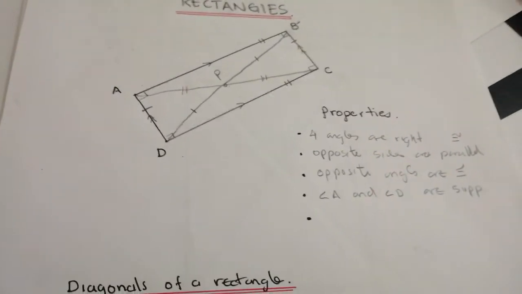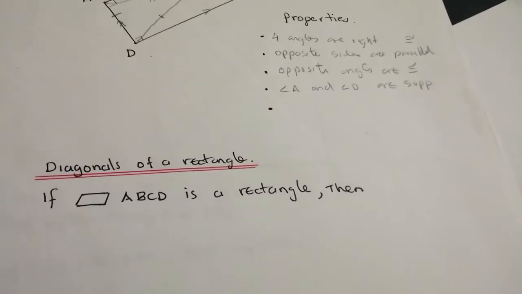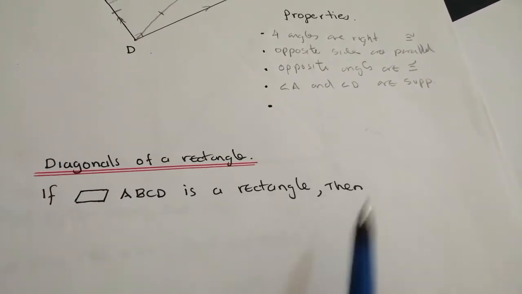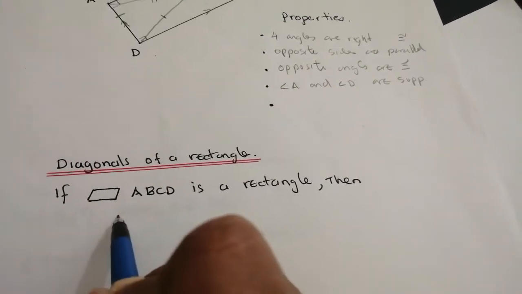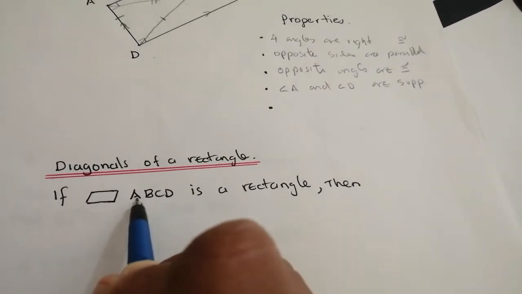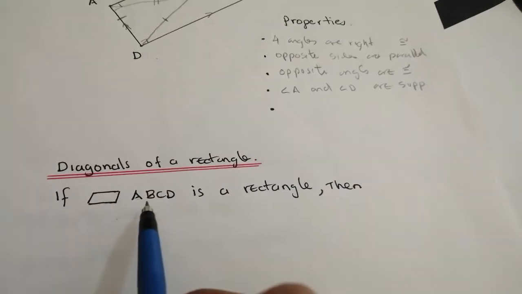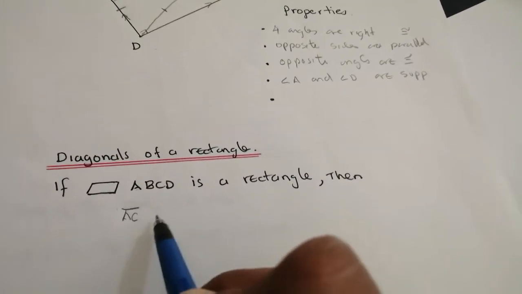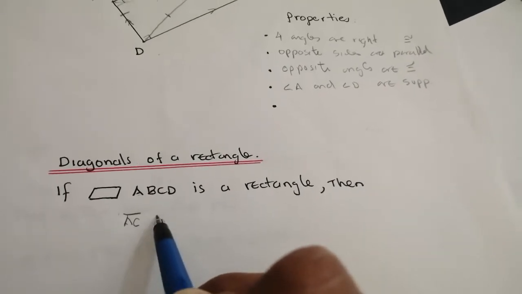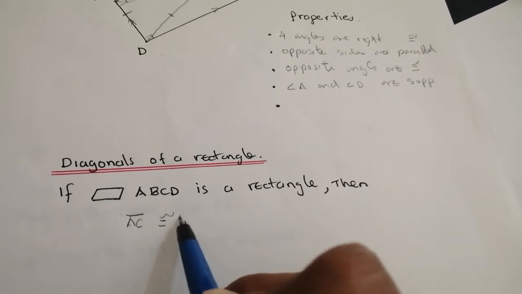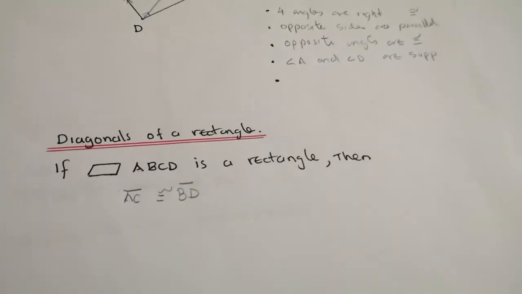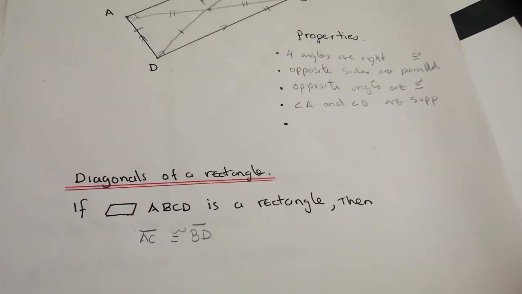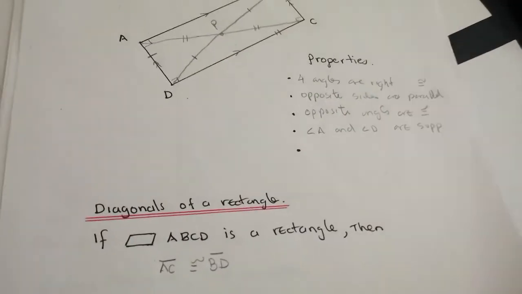So basically, if we understand all those properties, I have this: if quadrilateral ABCD is a rectangle, then, since ABCD are consecutive vertices, the diagonals are AC and BD. Diagonal AC will be congruent to diagonal BD. Basically, that's what I'm going to conclude after knowing that quadrilateral ABCD is a rectangle.